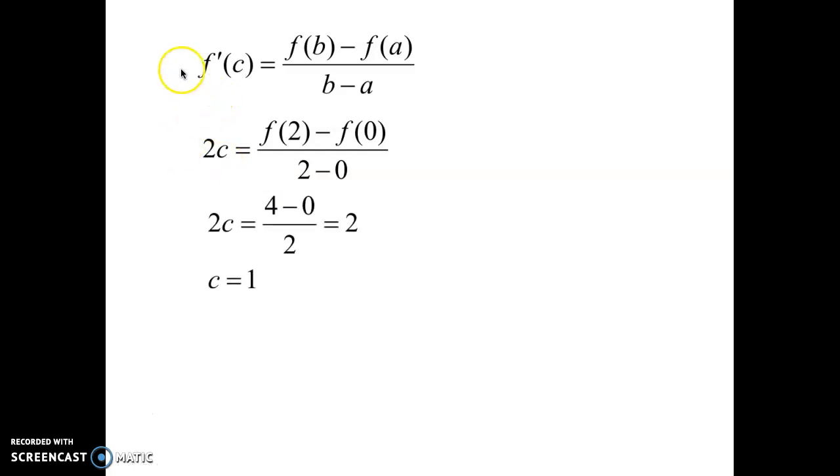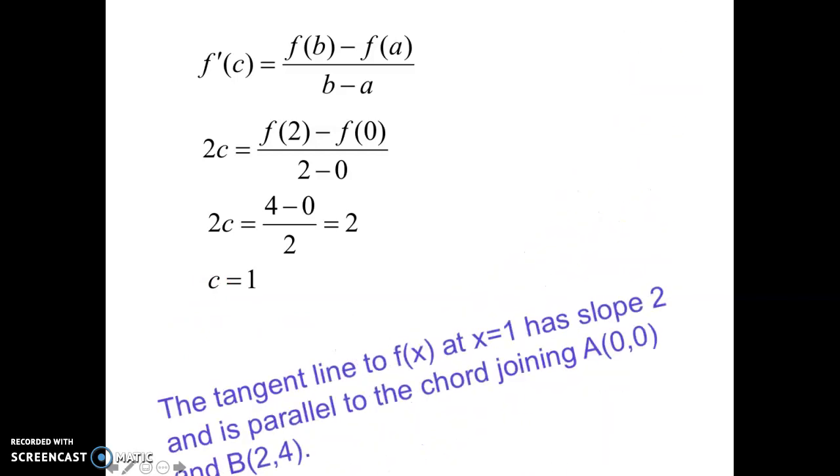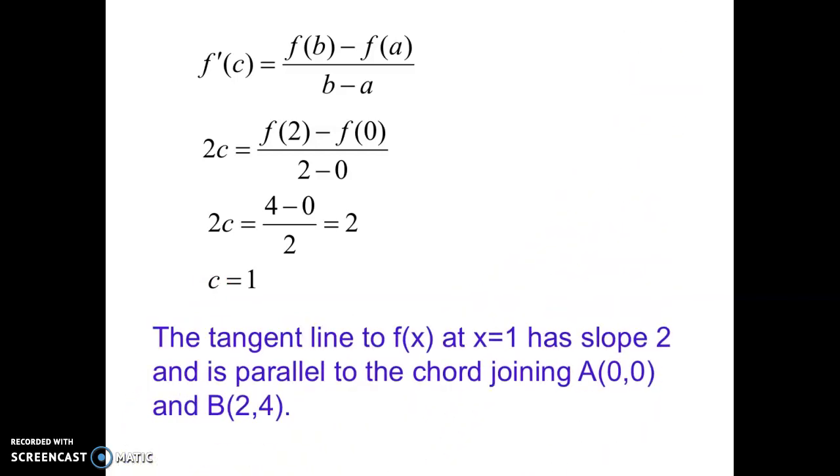Finding this from the equation that was given, f of 2 is equal to 4, f of 0 was equal to 0, because 2 squared is 4, 0 squared is 0. Remember the original function was x squared, and the derivative at c would be 2x, so the derivative at c would be equal to 2c. Solving for c, I get c is equal to 1. So that means the tangent line to the function f of x at x equals 1 must have a slope of 2 and must be parallel to the chord joining (0, 0) and (2, 4).